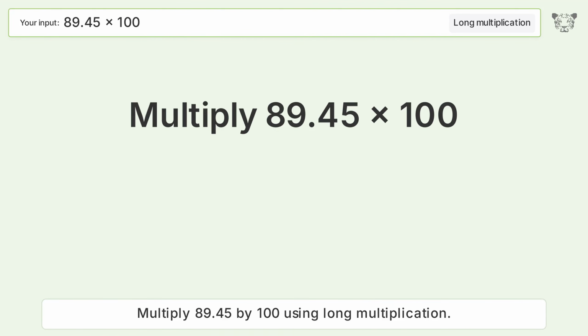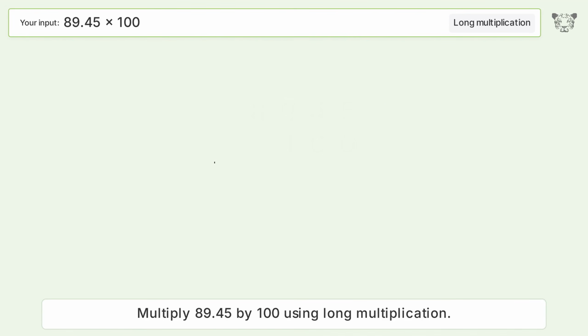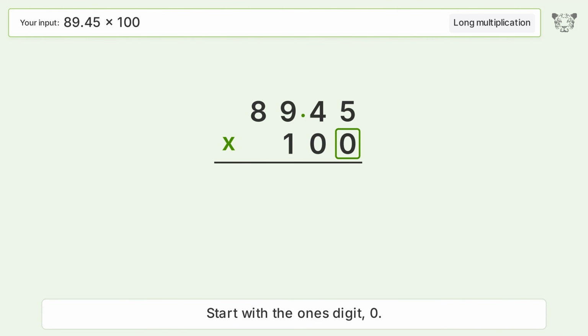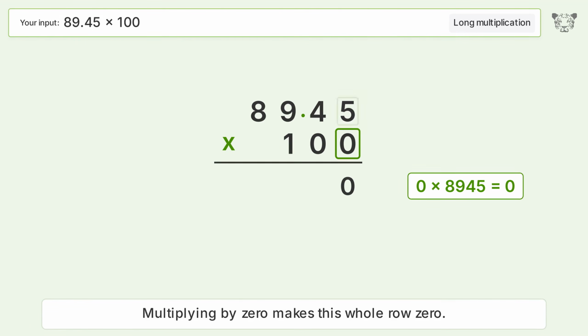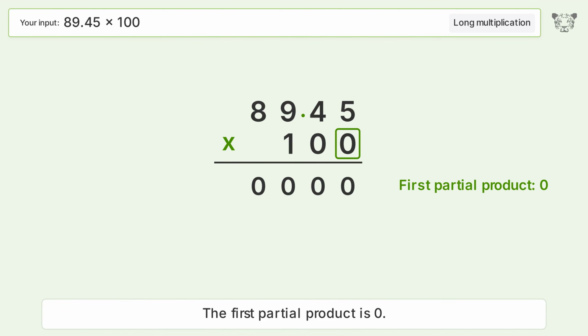Multiply 89.45 by 100 using long multiplication. Start with the ones digit, 0. Multiplying by 0 makes this whole row 0. The first partial product is 0.